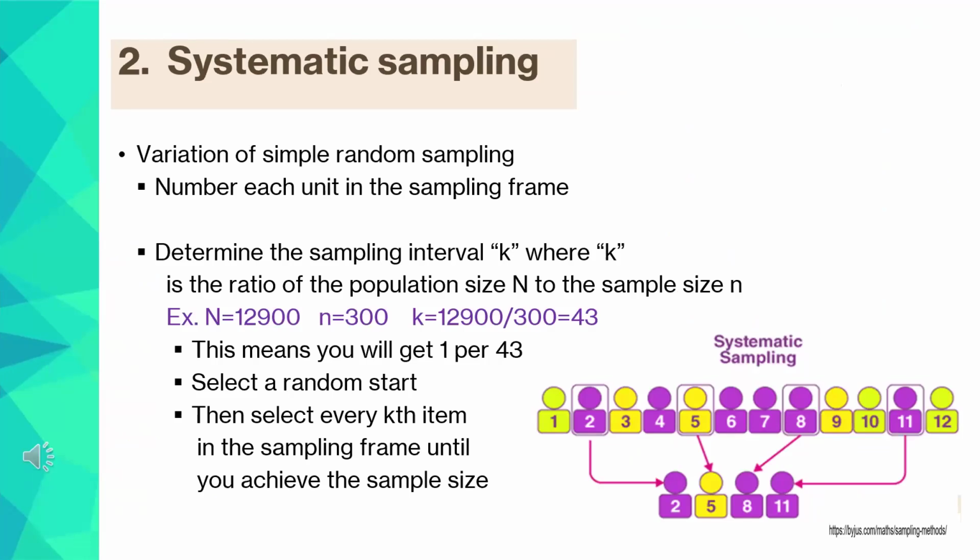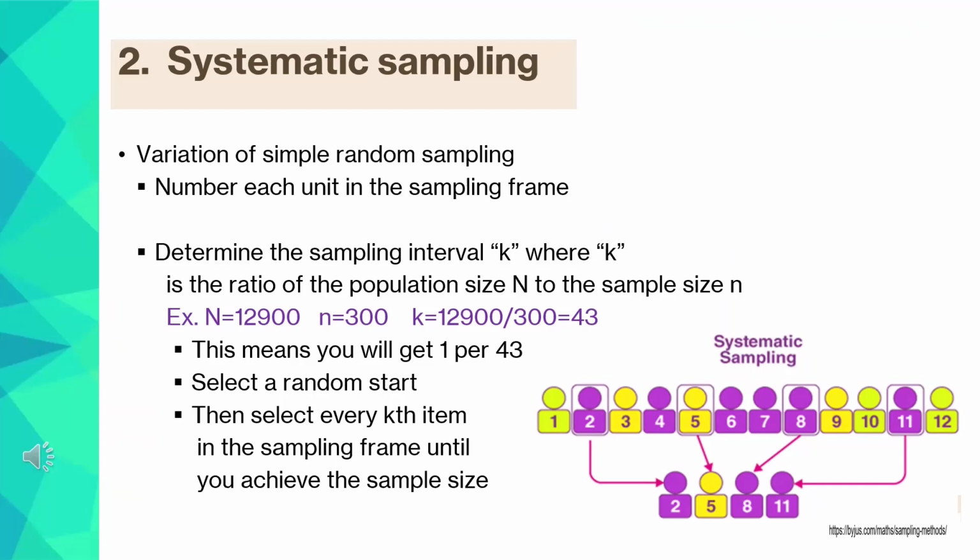In systematic sampling, this is like a slight variation of simple random sampling. What you do is you identify your sampling frame, and then you number each unit in the sampling frame, and then determine the sampling interval K, where K is the ratio of the population size big N to the sample size small n. So if big N, let's say, is 12,900 and you need a sample size of 300, your sampling interval is 12,900 over 300, which gives you 43. So a K of 43.